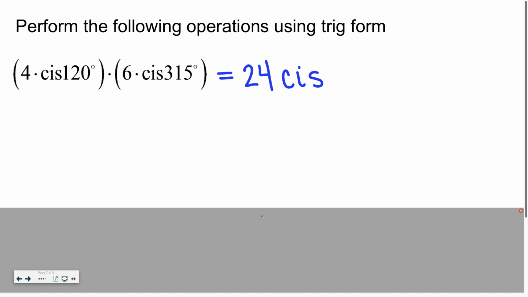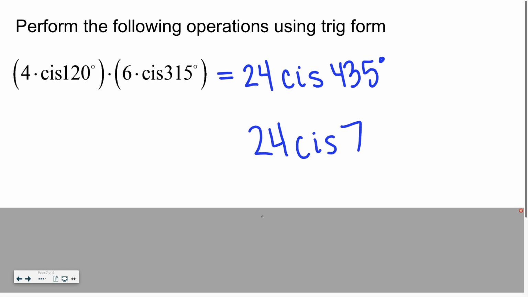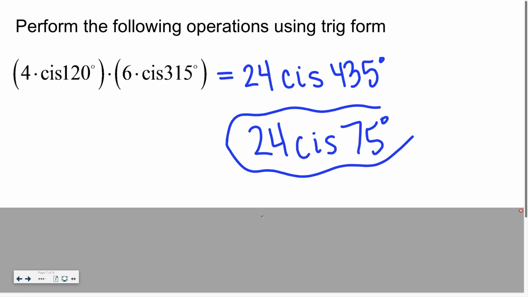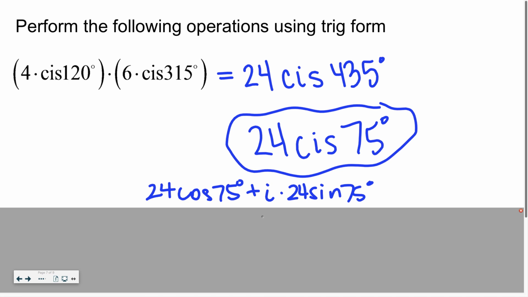What is 315 plus 120? 435. I will not give you full credit for that answer. I would like you to find the coterminal angle of 435. So subtract 360 and we get 75. That's the answer that I want. Or if you'd like to write 24 cosine 75 plus i times 24 sine of 75, if you like that form better, I'm fine. Okay?